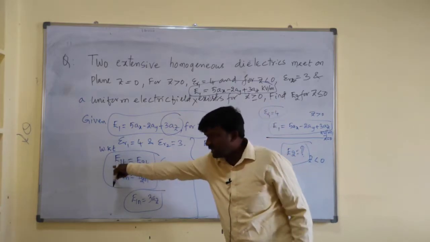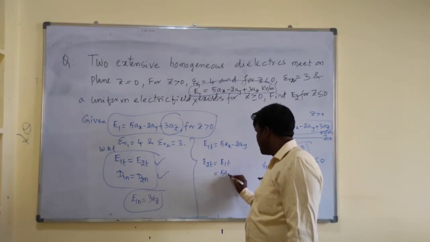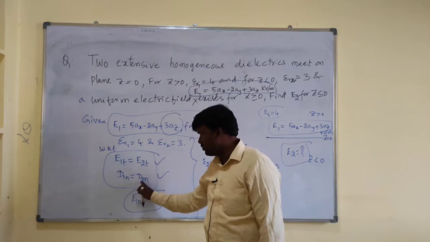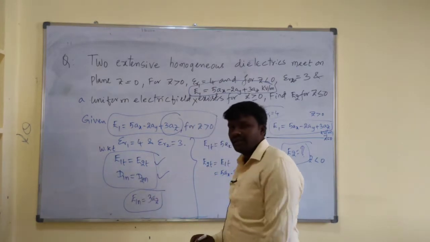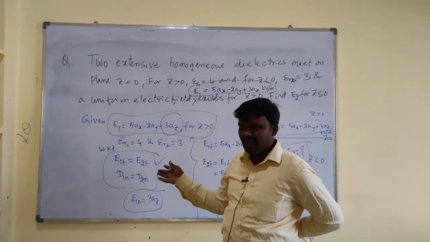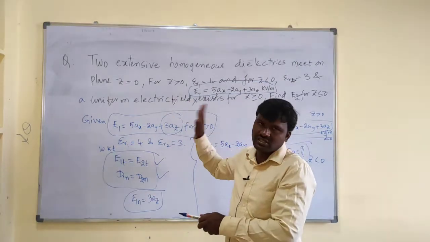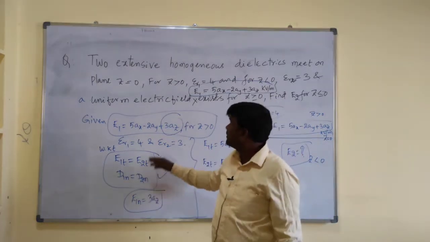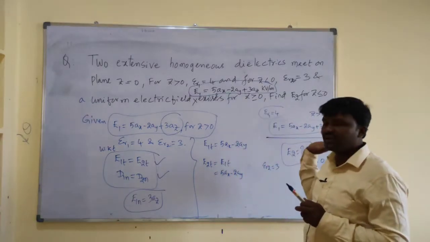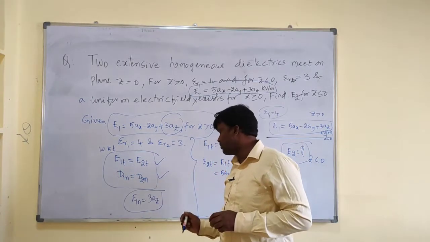As the tangential components of the electric field intensity are equal, E2t equal to E1t, that is 5ax minus 2ay. And for E2n, in order to determine E2n, we need to go for D1n, D2n. Basically, D1n minus D2n equal to rho s, or else D2n minus D1n equal to rho s. We can take either, depending upon the given situation. In this case, they did not mention rho s, that is surface charge density. That is why we need to assume that this boundary is free of charge. Boundary free of charge means rho s is 0. So, as rho s is 0, we can take D1n equal to D2n.